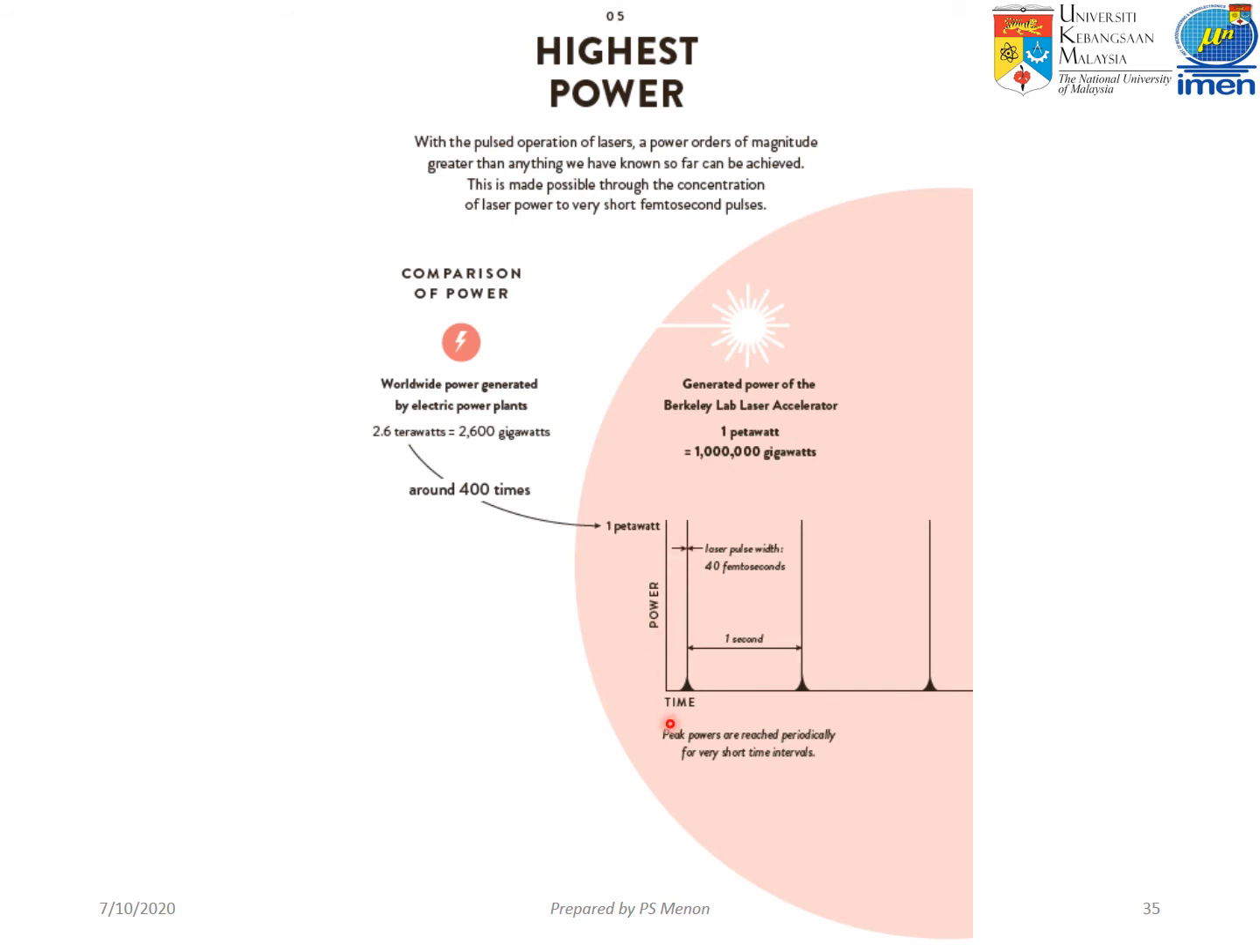And this shows the spectrum of the laser. So it has a laser pulse width of 40 femtoseconds, and the peak powers are reached periodically for very short time intervals. So it's just 1 second. So 1 laser pulse, after 1 second, another laser pulse, after 1 second, another laser pulse. Each laser pulse is 1 million gigawatts in terms of power. So very high energy and very fast laser pulses.